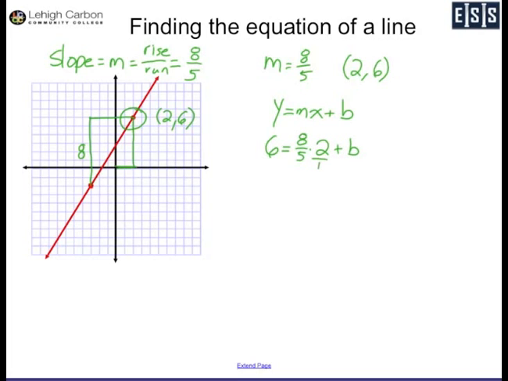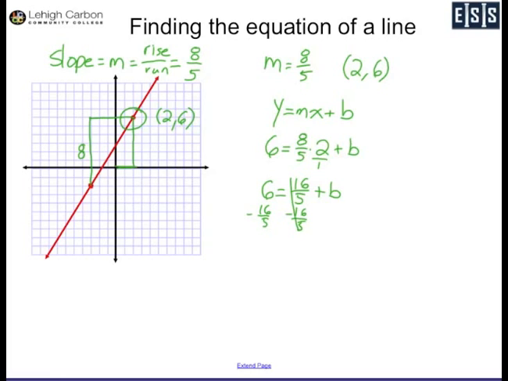I put my 2 over 1 so I can work with my fractions. I get 6 equals 8 times 2 is 16. 5 times 1 is 5. Top times top and bottom times bottom when you're multiplying fractions. Plus b. So now I need to get b by itself to find out what it is. So I'm going to subtract 16/5 from both sides. How do I do 6 minus 16/5?